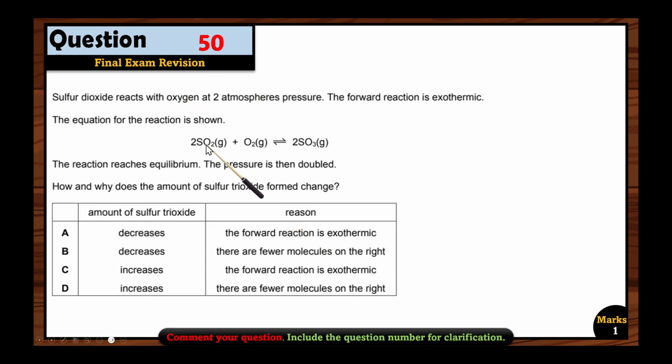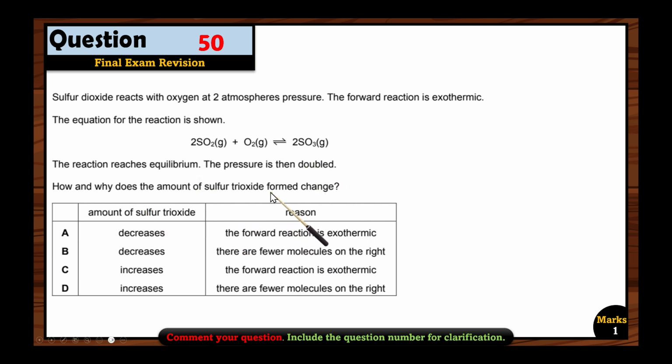The forward reaction is exothermic. The reaction reaches equilibrium. The pressure is then doubled. Okay, so when we double the pressure, of course, it will again favor the lesser number of moles, that is our product. So how and why does the amount of sulfur trioxide formed change?